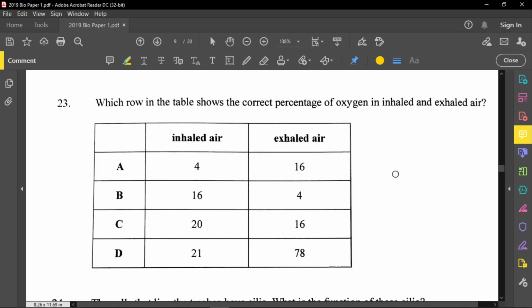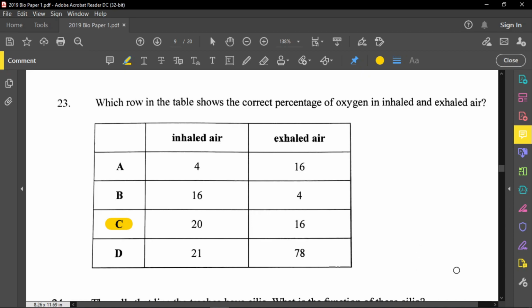Let's rush into 23. Question number 23 said, which row in the table shows the correct percentage of oxygen in inhaled and exhaled air? Remember that the oxygen coming in, which is inhaled, is anywhere between 20 to 21%. Typically it's 21%. Now in exhaled air, it will be 16%. So the answer here for 23 will be C. It is C, the correct answer.